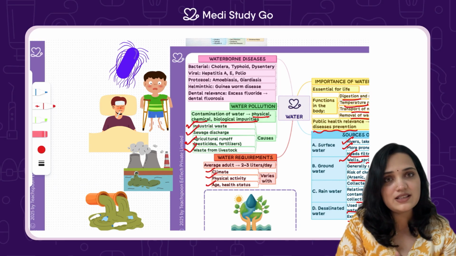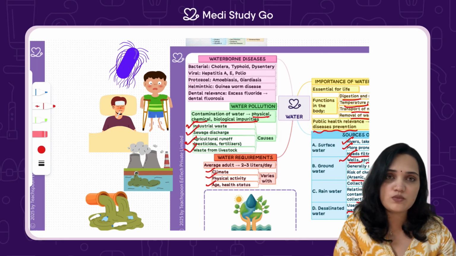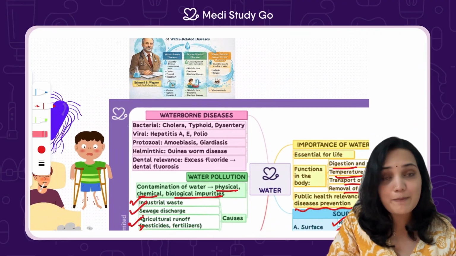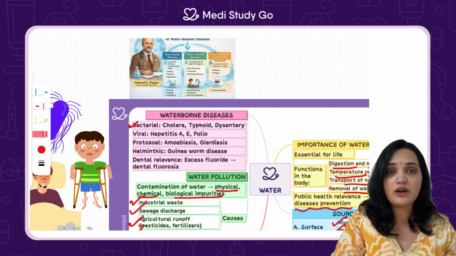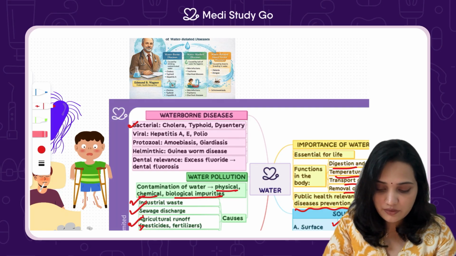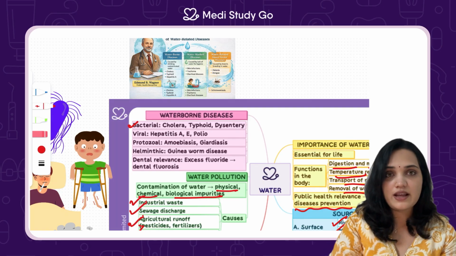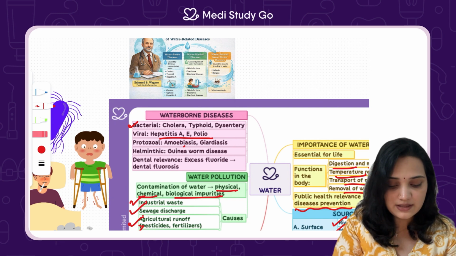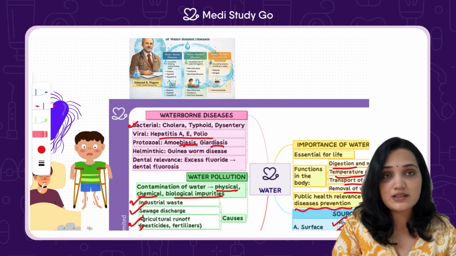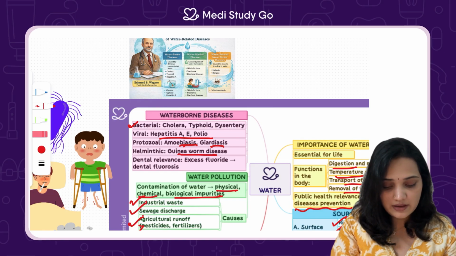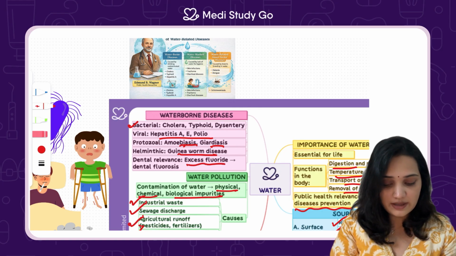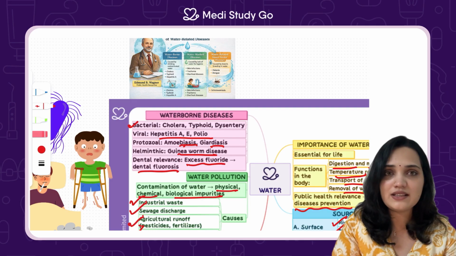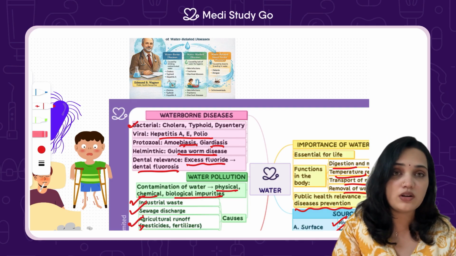Now what are these diseases that can transmit through contaminated water? Let's look at that. Several diseases spread through contaminated water, like our bacterial diseases like cholera, typhoid, dysentery, and then we have our viral diseases like hepatitis A, E and polio. We have protozoal diseases like amoebiasis and giardiasis, helminthic diseases like guinea worm disease, and in dentistry we'll have excess fluoride, which can cause dental fluorosis. These diseases highlight the importance of safe drinking water, right?